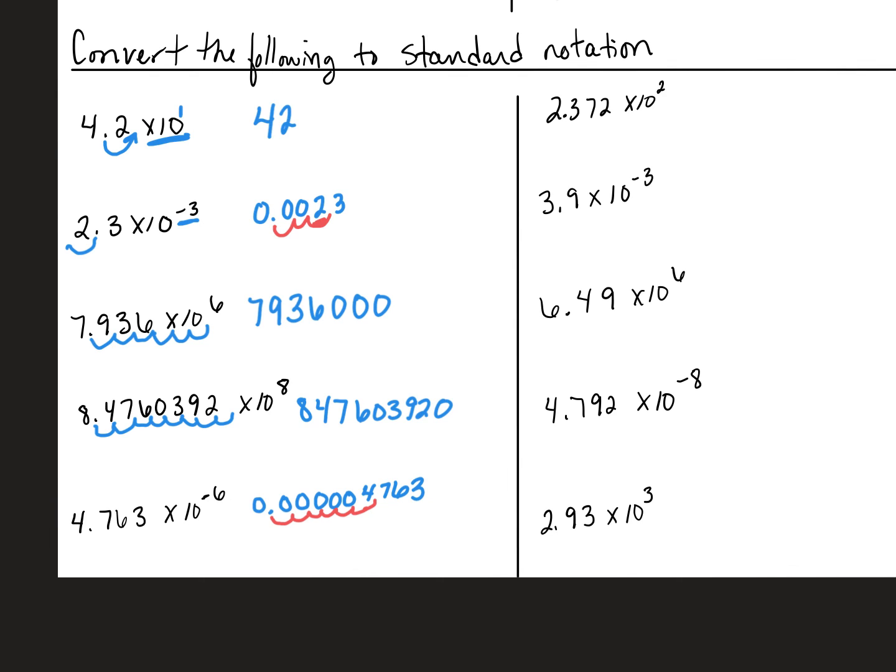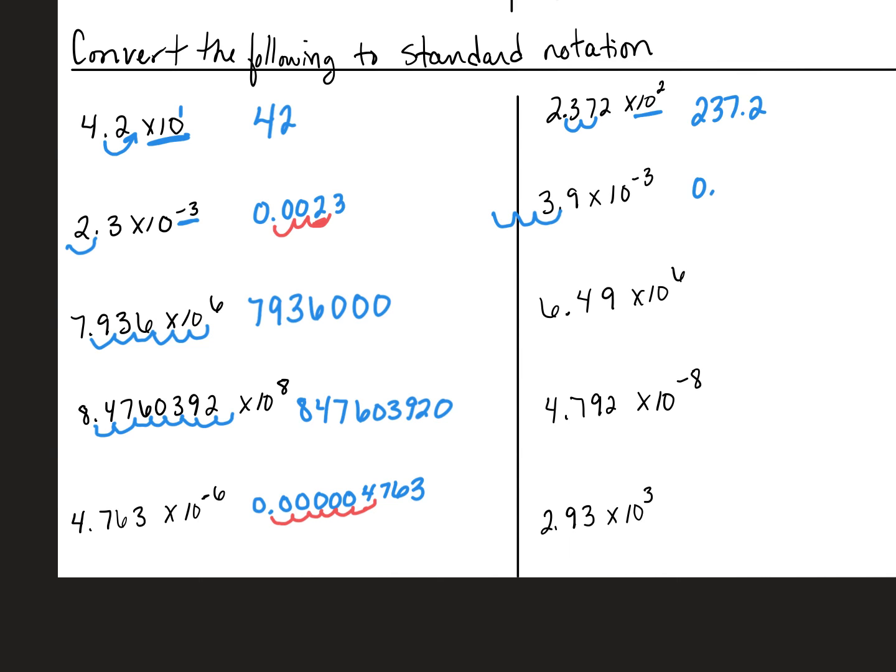So hopefully these are getting easier because going into scientific notation is one thing, but you have to be able to think your way out of it too. Okay, so we've now got 10 to the 2nd. So that means that we would move it over 1, 2 times. This would be 237.2. We could take this 3.9 and move it over 1, 2, 3 times.